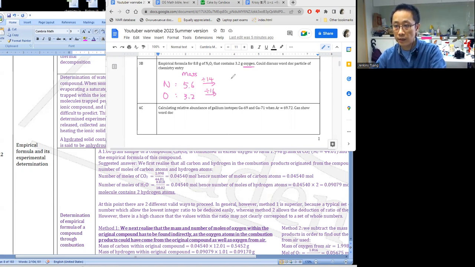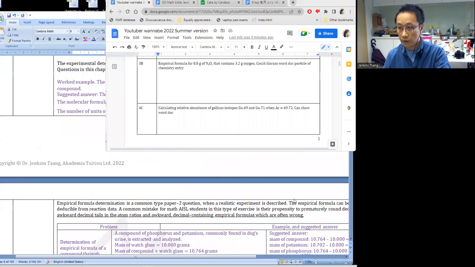Nitrogen has an atomic mass of 14, so 0.4. And then oxygen should be 0.2. So there's clearly a 2-to-1 ratio. Therefore, the formula is just N2O, which is choice B.